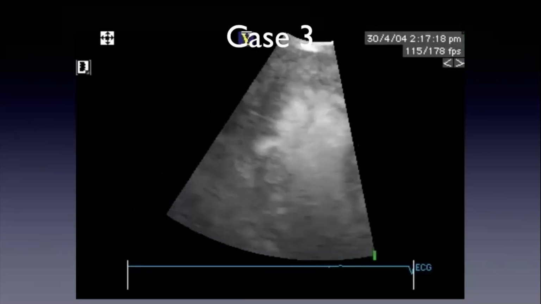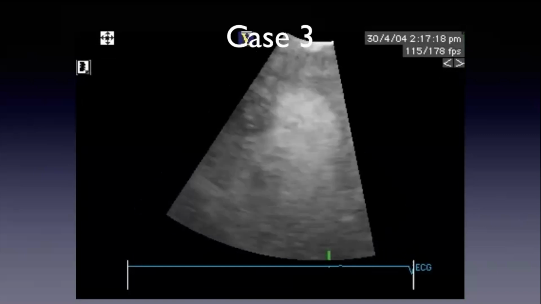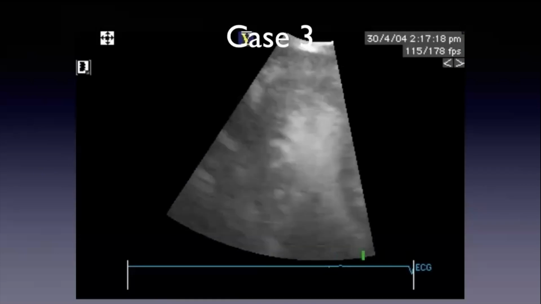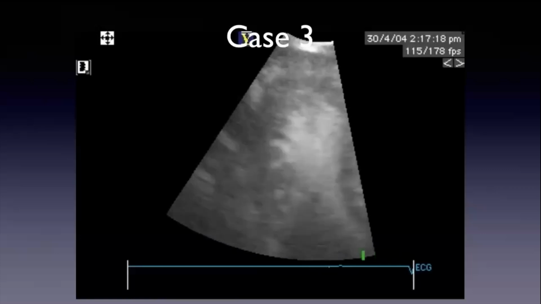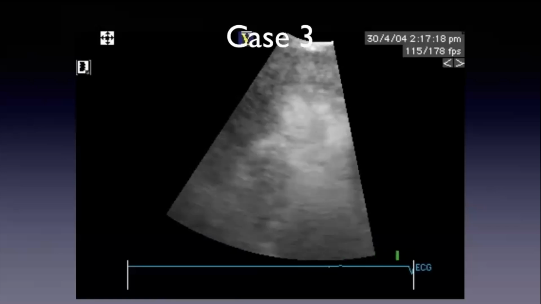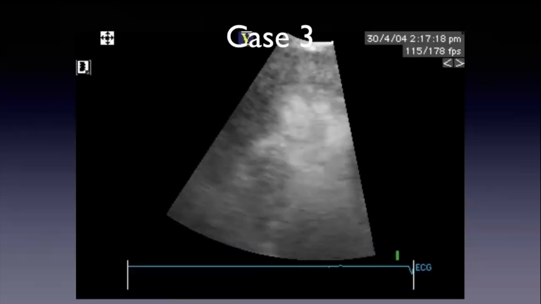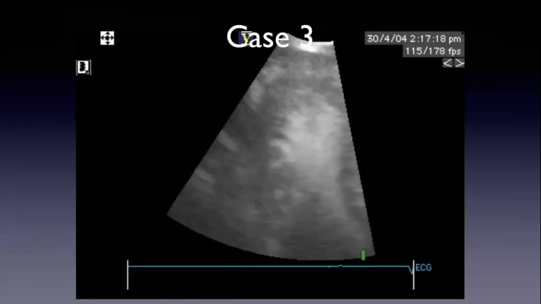So what's this? What is this? A tongue. See right here? Echo tongue. Okay. So what's the differential? Perforation post-MI. So pseudoaneurysm. Of course, if you consider pseudoaneurysm, then you have to consider true aneurysm. And is it typical for a pseudoaneurysm?